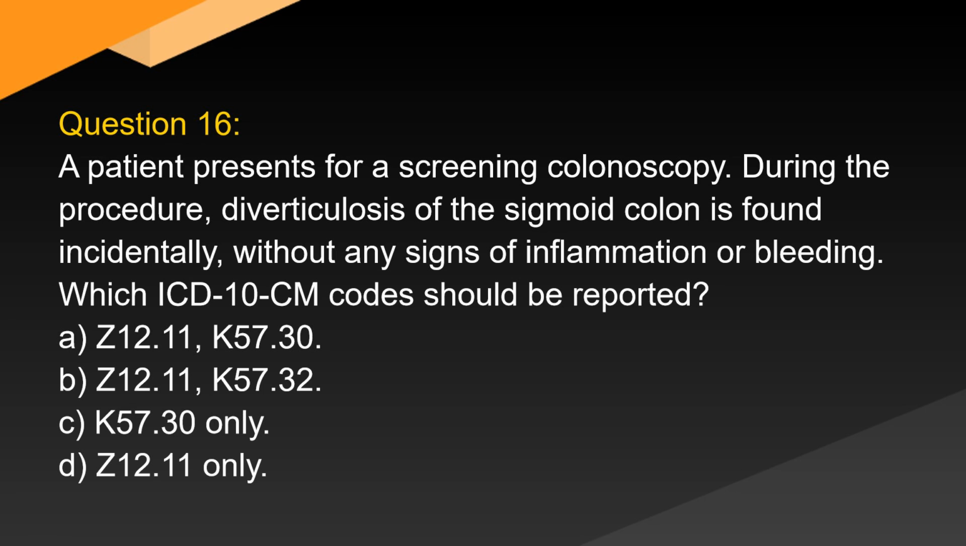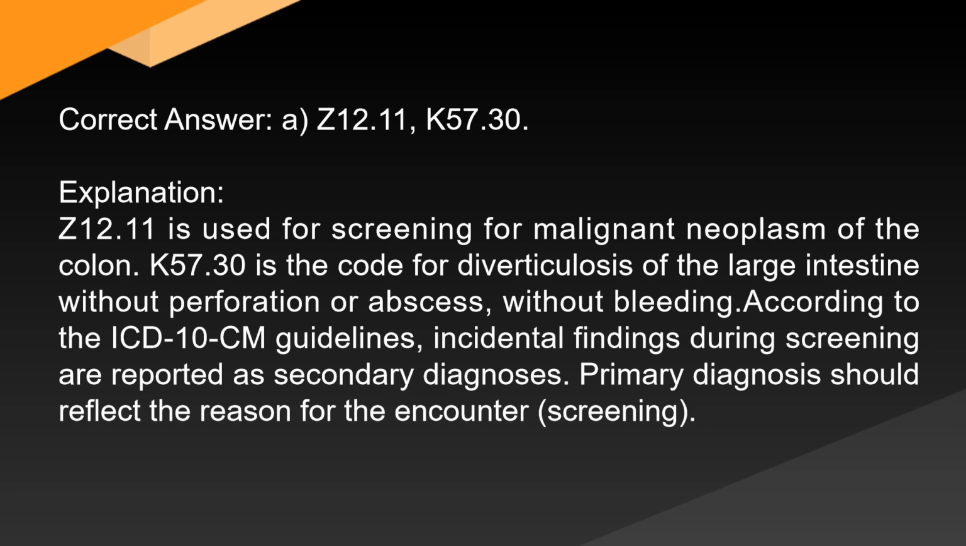Question 16. A patient presents for a screening colonoscopy. During the procedure, diverticulosis of the sigmoid colon is found incidentally, without any signs of inflammation or bleeding. Which ICD-10-CM code should be reported? A. Z12.11, K57.30. B. Z12.11, K57.32. C. K57.30 only. D. Z12.11 only. Correct answer: A. Z12.11, K57.30.